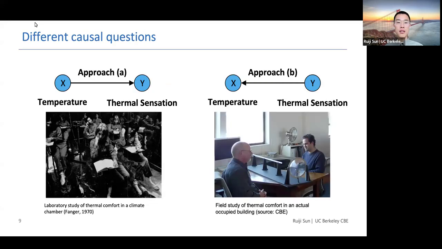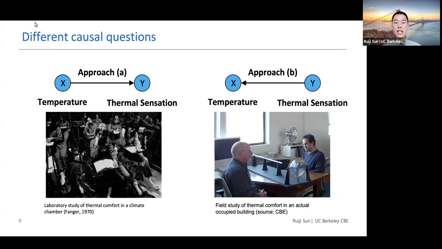And we considered the difference between the two regression approaches from a causal perspective. We think both approaches have different causal assumptions. Approach A assumes a causal relationship from temperature to thermal sensation. We think this approach A is mostly applicable in climate chamber studies, where researchers manipulate the temperature and observe consequent variations in occupant thermal sensation.